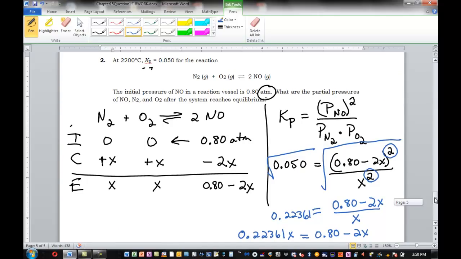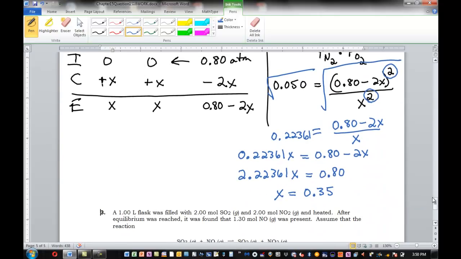Yeah, so 0.050 and 0.80, so to 2 sig figs, I get 0.36. And what is my unit here? Remember, we work with Kp, so these equilibrium amounts are going to be in atmospheres. Okay, Kc, molarity; Kp, pressure, atmospheres.